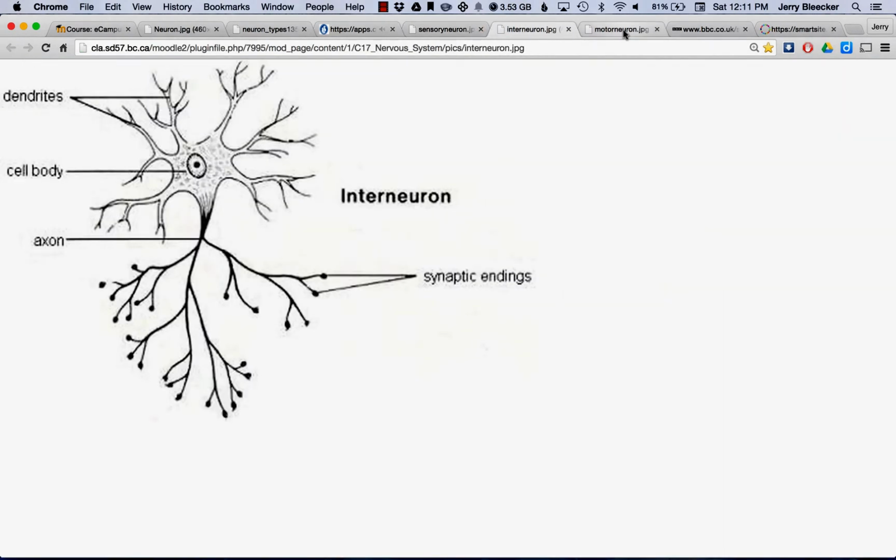Let's see. Just wanted to show you an interneuron, and you notice it really is just all dendrite, right, and all axons and these little synaptic bulbs here, and it doesn't have any myelin wrapping because it's tiny, and you find it in the central nervous system. So its job is relatively straightforward, to act as a relay.